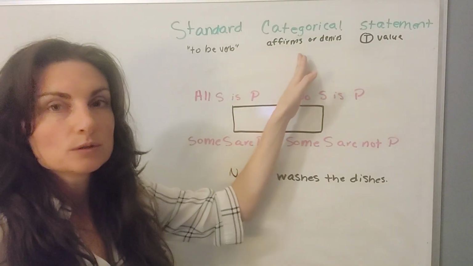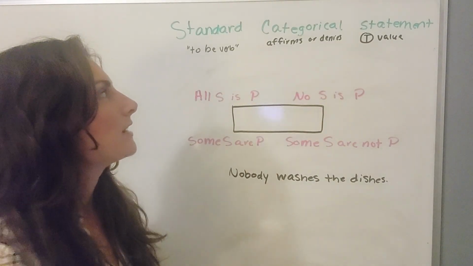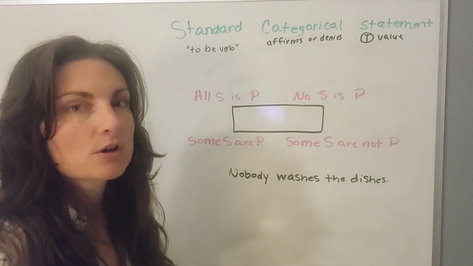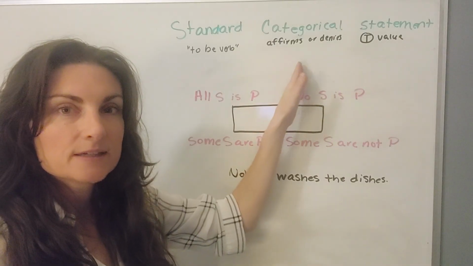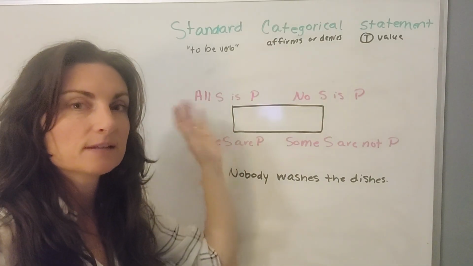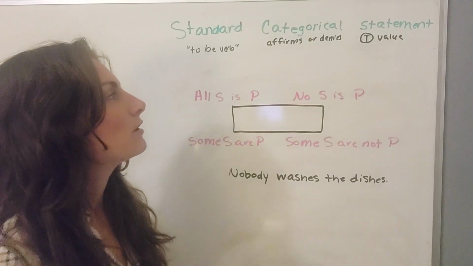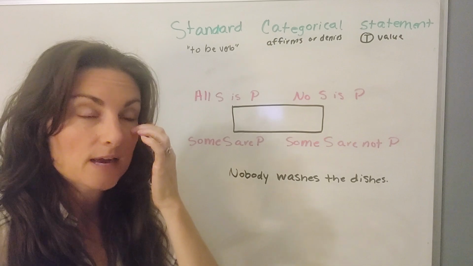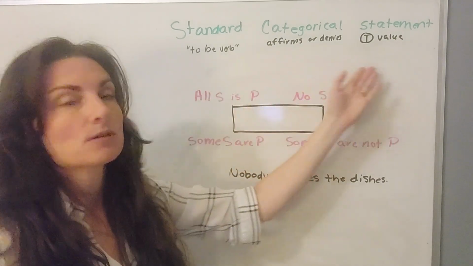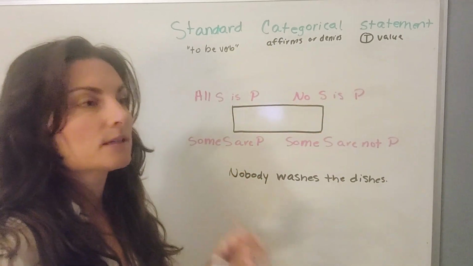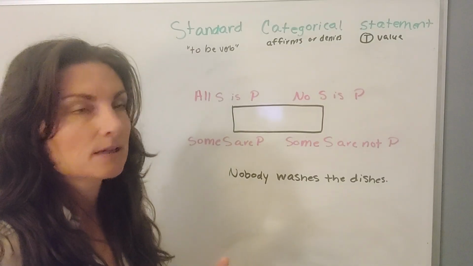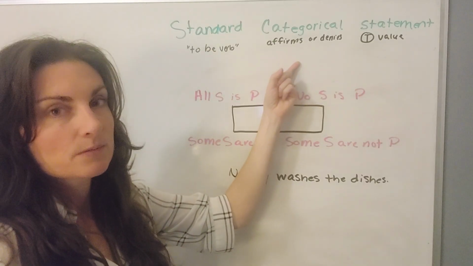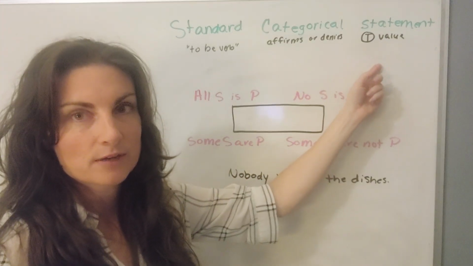The categorical part of the statement is that it affirms or denies something about the subject. So this is what we're adding today in our lesson from what we looked at last lesson. And if you recall, a statement is any sentence that has a truth value. It can be true or false. So a standard categorical statement is a sentence that we take and translate and put a to be verb in it. It affirms or denies something about the subject, and it has a truth value.